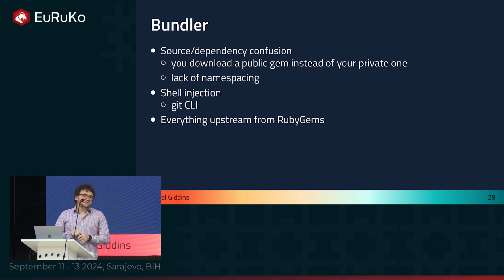There's also been a class of shell injection bugs where you could write an innocuous looking gem file and run bundle install, and when Bundler would try and git clone your gem, it would instead run arbitrary commands. And finally, there's just been all of the upstream bugs from RubyGems that are issues in Bundler as well.